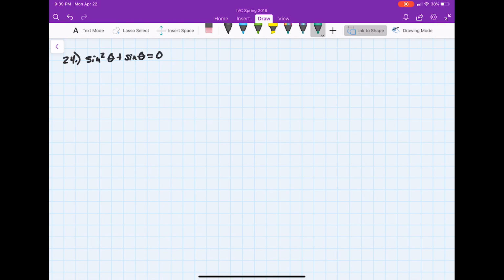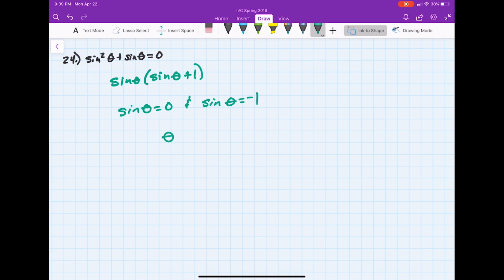Number 24 is a little bit easier than the last one because it's already in terms of sine. So we can factor out a sine. We'll get sine theta times the quantity sine theta plus 1 equals 0, of course. So when does this all equal 0? Well, sine of theta could be 0, and sine of theta could be -1. Those would both make this argument correct.